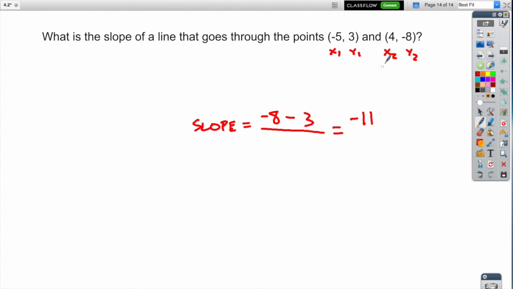Then the run. The run is controlled by the x coordinates, so let's find that distance. 4 is where we ended up, x sub 2, minus x sub 1, which is -5. And 4 minus -5 would be 9. All right, so this line, which again, I didn't have to graph it, I found it out mathematically, has a slope of -11 over 9. So down 11 spaces, over to the right 9 spaces, so the line goes that direction. All right, so that's a bit about finding slope when you're given 2 points and you don't want to bother graphing it.